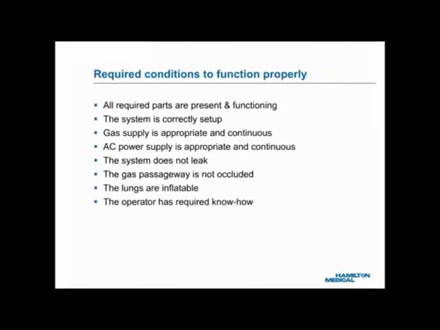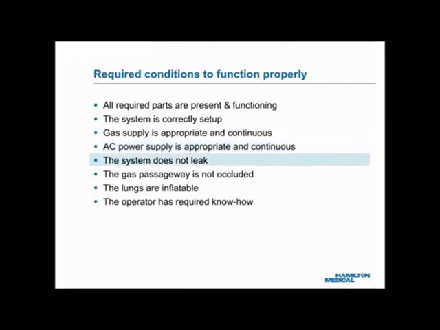It is a critical but rarely mentioned fact that the function of a ventilator system is conditional upon many factors. In other words, the system can work as specified only when all of the required conditions are satisfied. Required conditions are: 1. All of the required parts are present and properly functioning. 2. The entire system is set up correctly and securely. 3. The supply of air and oxygen is continuous and stable within specified pressure range. 4. The supply of AC power is continuous and stable within the specified range of voltage.